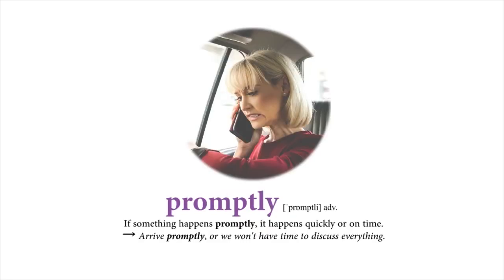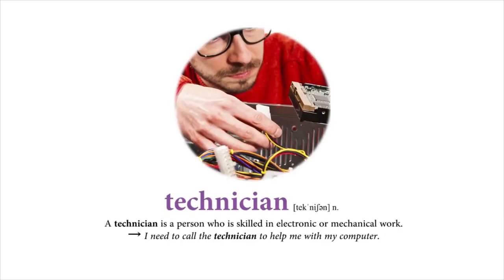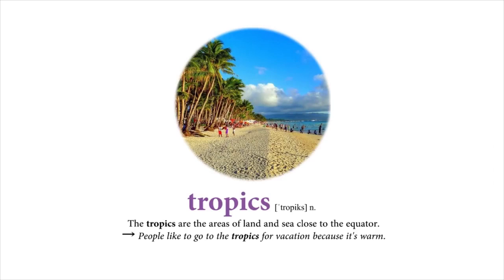Promptly. If something happens promptly, it happens quickly or on time. Arrive promptly, or we won't have time to discuss everything. Technician. A technician is a person who is skilled in electronic or mechanical work. I need to call the technician to help me with my computer. Tropics. The tropics are the areas of land and sea close to the equator. People like to go to the tropics for vacation because it's warm.